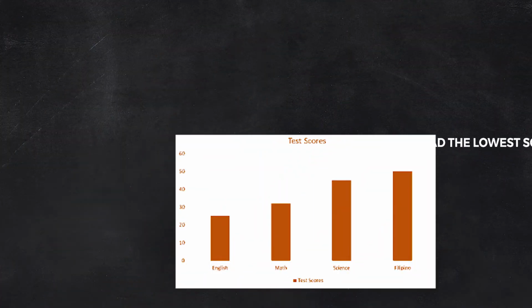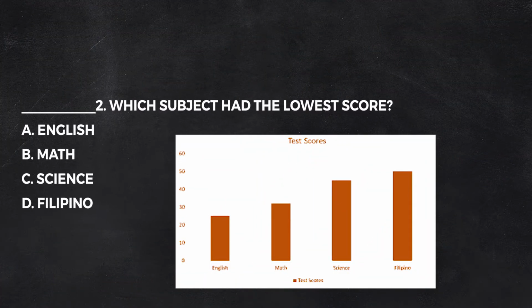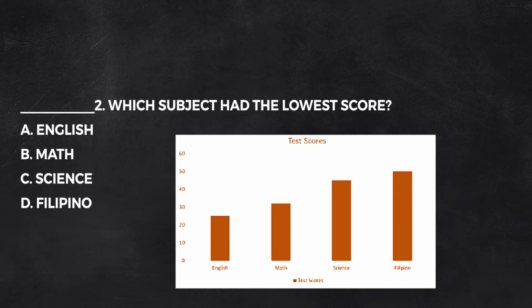For question number 2, which subject had the lowest score? Letter A, English. Letter B, Math. Letter C, Science. Or letter D, Filipino. Doing great, students! The correct answer is letter A, English.